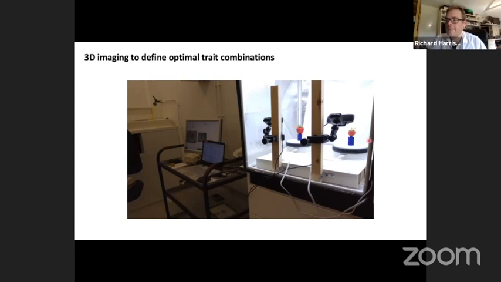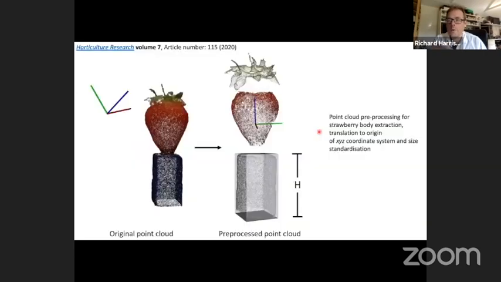We replicated this. We had six imaging stations, so we were able to measure fruit simultaneously. It took about a minute for each fruit. We could then start to extract information out of that. We used Agisoft software for pre-processing, and some arbitrary background subtraction through color thresholding.